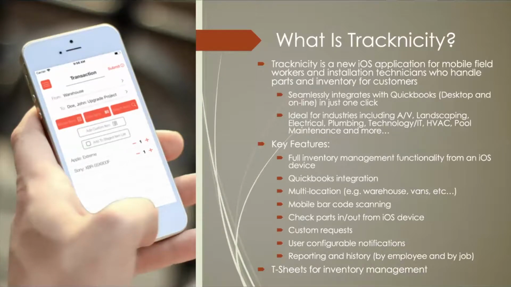We invented Tracknicity out of the need for a true inventory management function that integrates with QuickBooks. We looked long and hard. We couldn't find anything that was out there that really fit our needs. As a business, we operate in a hybrid inventory model. We buy a lot of parts for jobs, so we buy receivers and TVs and things for jobs, but we also buy certain things for stock. Roughly 90% of our stuff is for jobs and 10% is for stock. And we found that QuickBooks didn't do a very good job of handling inventory for situations like that.